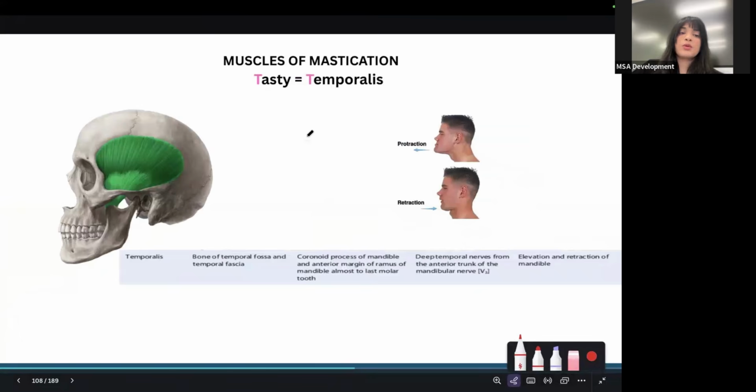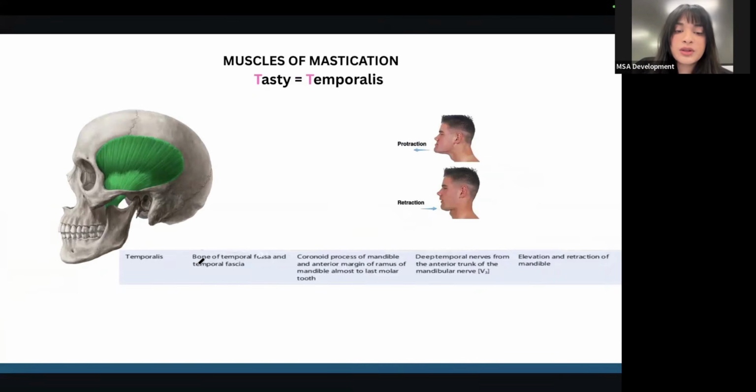Moving on to temporalis, tasty. So it starts off from the bone of the temporal fossa and temporal fascia, so over here. And then it inserts into the coronoid process of the mandible and the anterior margin of the ramus. Okay, so anterior coronoid, anterior ramus, almost to the last molar. Now, this is supplied by the deep temporal nerves from the anterior trunk of the mandibular nerve, again, V3, elevation and retraction of the mandible.